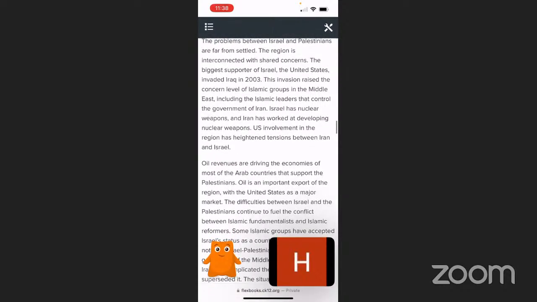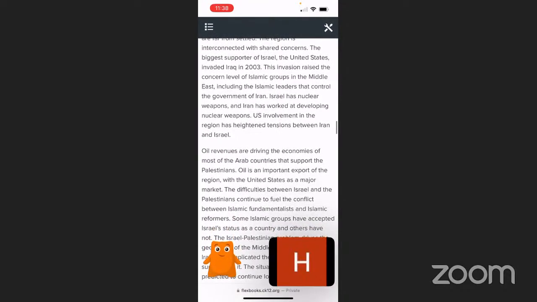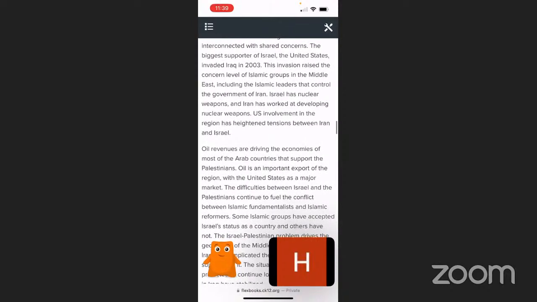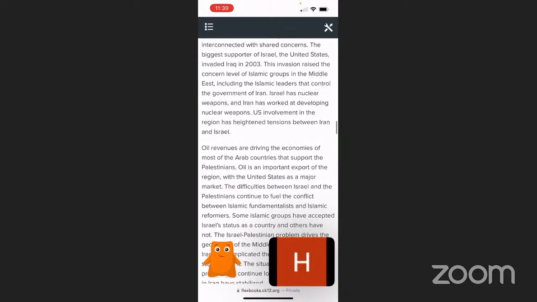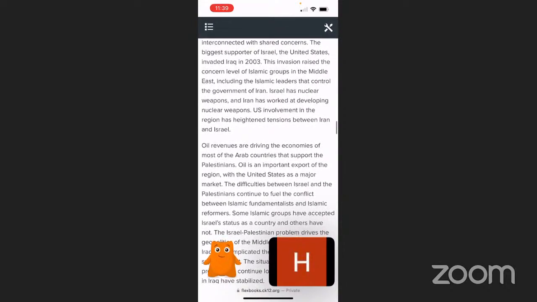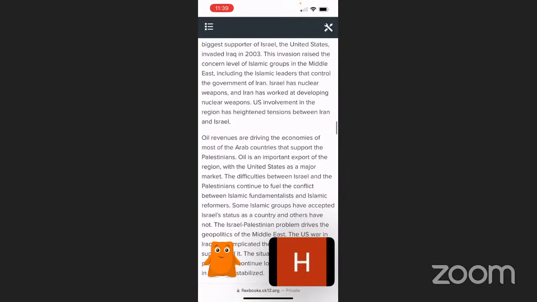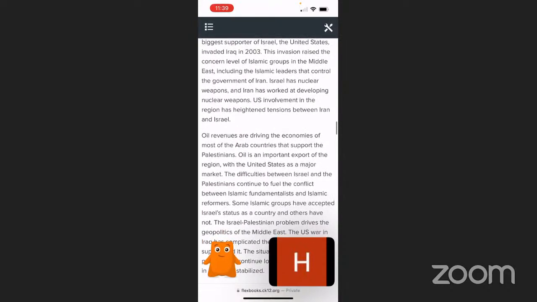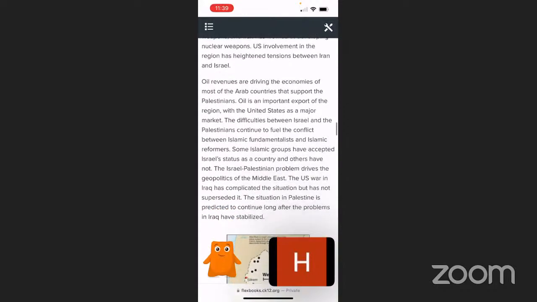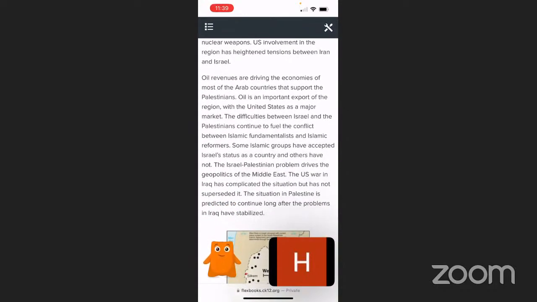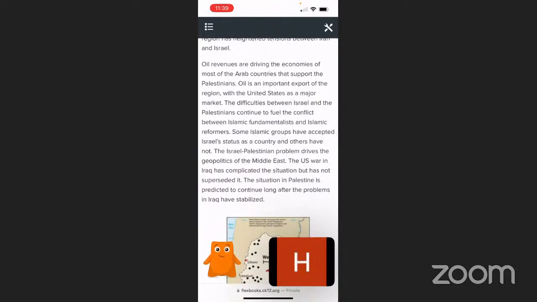The region is interconnected with shared concerns. The biggest supporter of Israel, the United States, invaded Iraq in 2003. The invasion raised the concern level of Islamic groups in the Middle East, including the Islamic leaders that control the government of Iran. Israel has nuclear weapons, and Iran has worked at developing nuclear weapons. U.S. involvement in the region has heightened tensions between Iran and Israel. Oil revenues are driving the economies of most of the Arab countries that support the Palestinians. Oil is an important export of the region, with the United States as a major market.